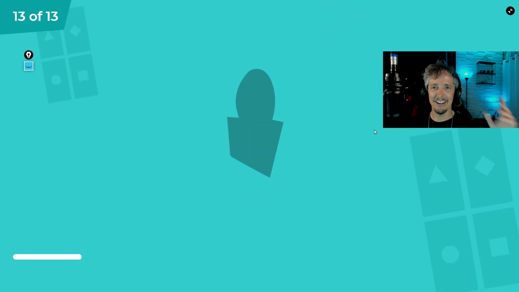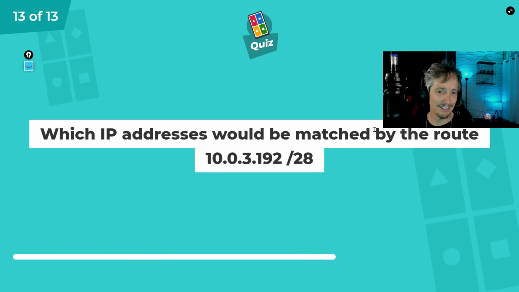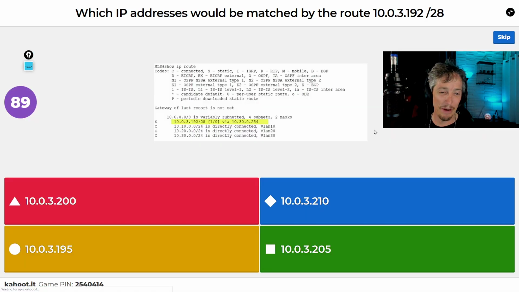All right, last question. Here it is. Multiple select. Which IP address would be matched by the route 10.0.3.192 with a /28-bit mask? And this is multiple choice, so grab all that apply.